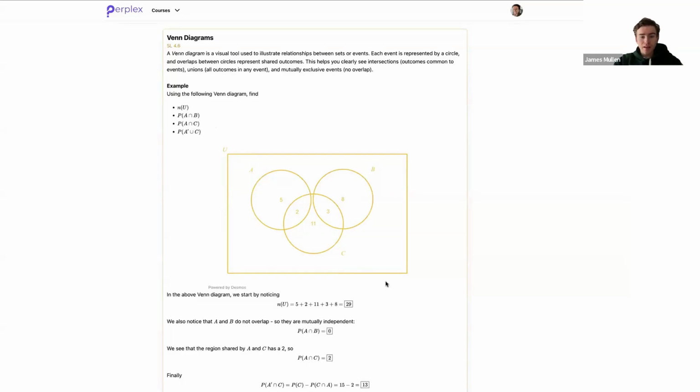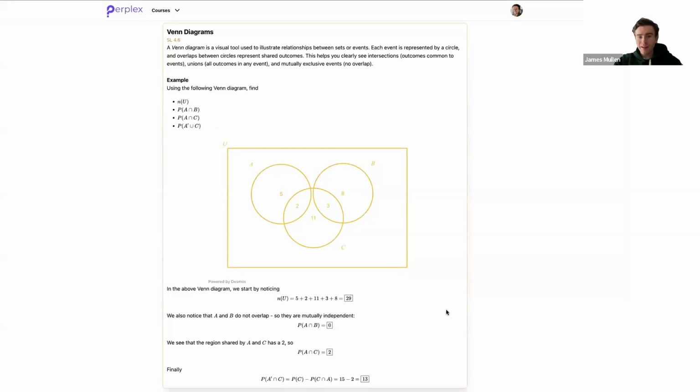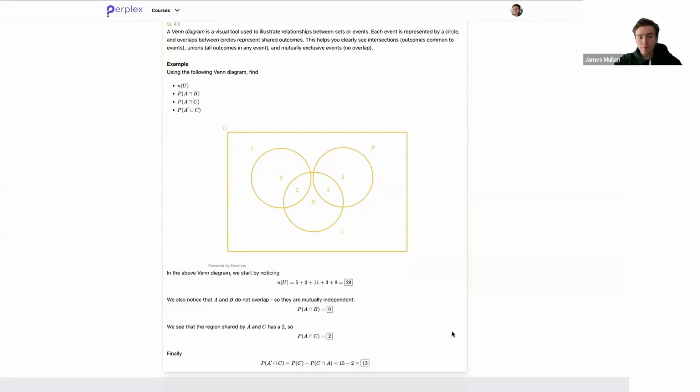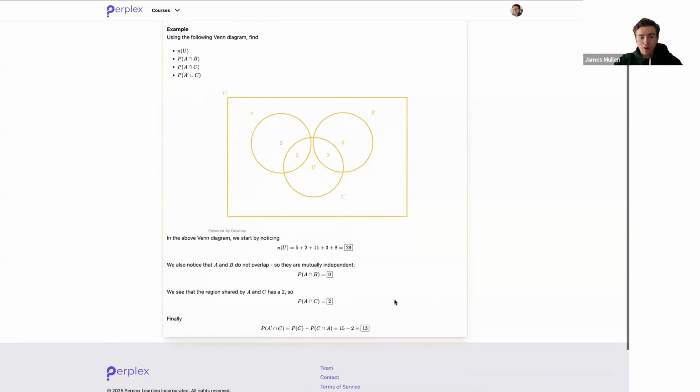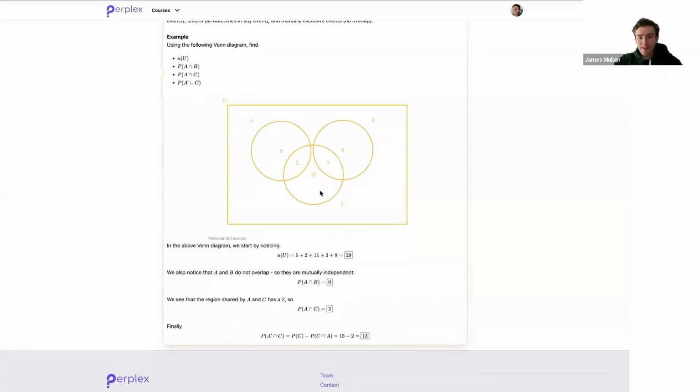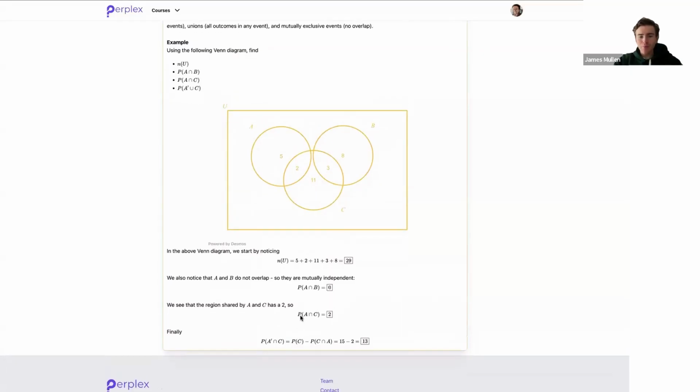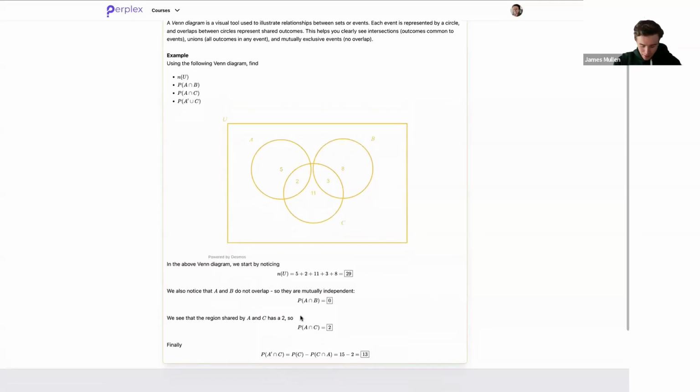And I notice that A and B do not overlap. There's no common area between A and B, which means that the intersection of A and B is 0. Okay? And also, I see that the region shared between A and C is 2. So the probability of, I don't know why I put P, it's supposed to be N, P of A intersection C has to be 2 divided by 29 because that's the total number of things, okay? So 2 over 29 is the answer for that. And then the probability of A prime intersection C is the probability of, let's see, A prime intersection C means I'm not in A, I'm outside of A.